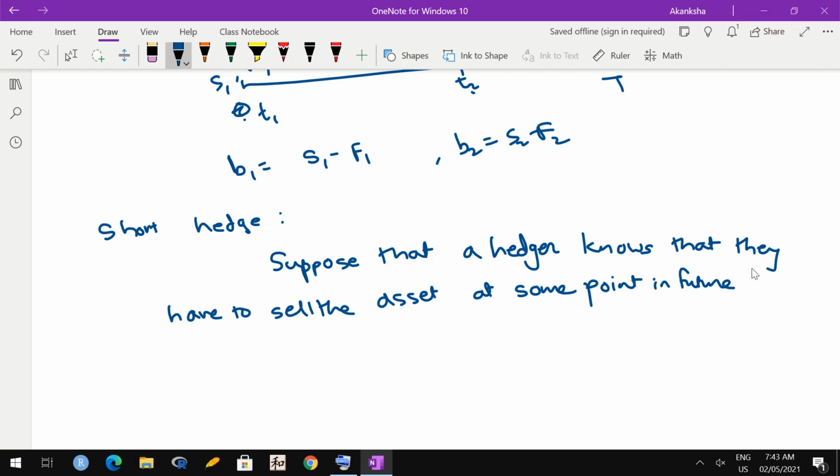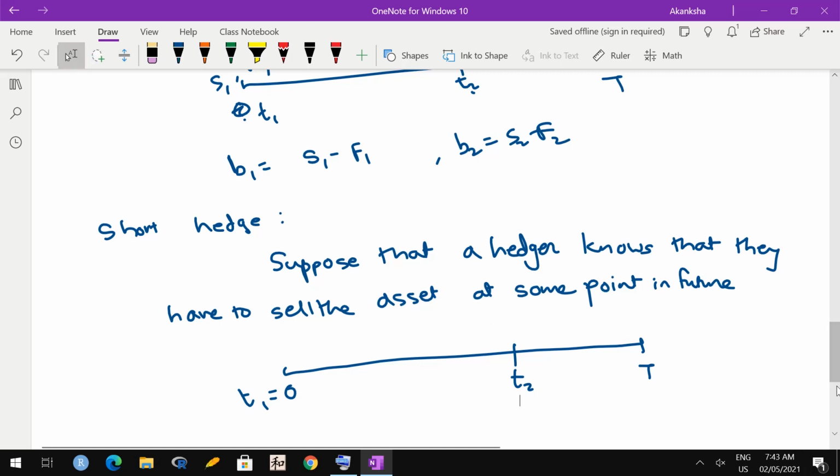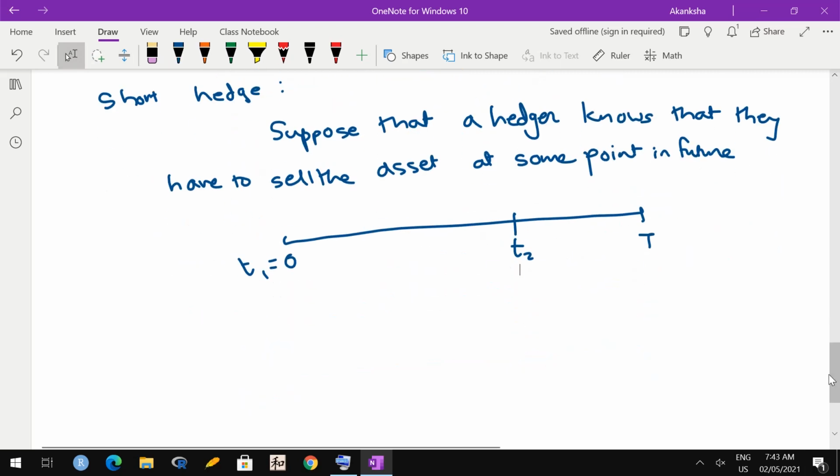Then they enter into a short hedge. So what is the total payoff? Again, let me worry about the timeline. 0, T1, and somewhere here T2, and capital T. We won't worry about the interest rate right now. We will ignore the interest component. It's going to be minor because capital T is also going to be at most like 3 months or something.